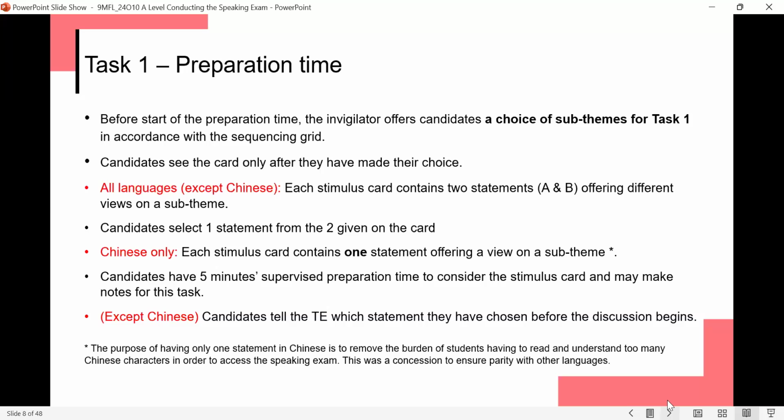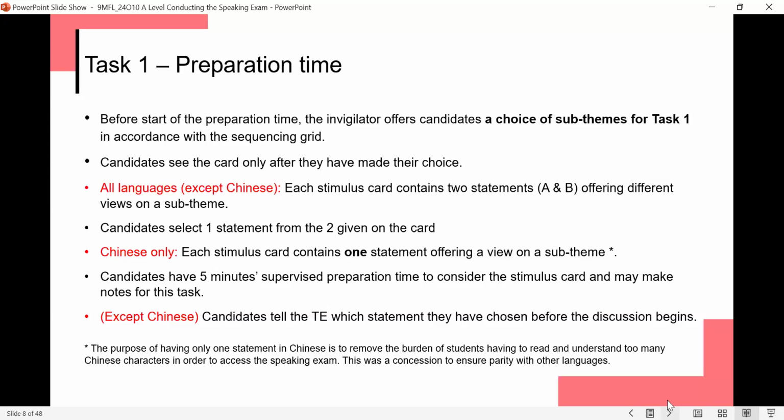So your exams officer will receive a packet of materials. In that will be exam instructions for examiners, and within that pack there is also a sequencing grid that will say candidate one is offered these two sub-themes. The invigilator will speak in English to the candidate, so the invigilator doesn't need to speak the language, and actually shouldn't speak the language. It's important that the invigilator isn't a person who speaks the language, but they will offer the candidate the choice of two cards.